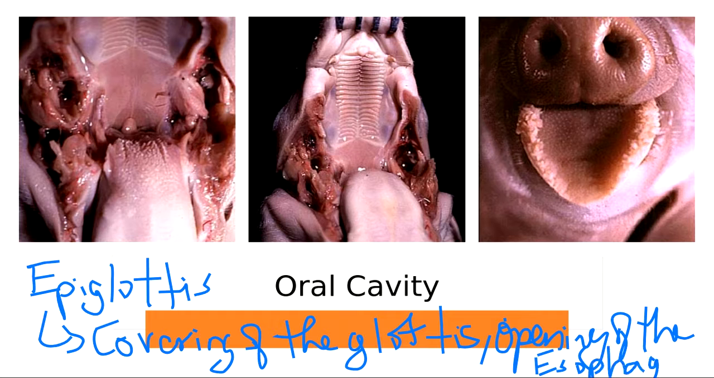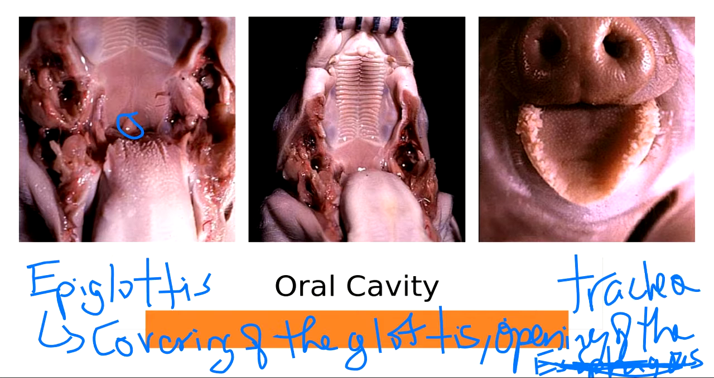I think I wrote this all down for you guys at the end of this presentation. Okay, so remember the epiglottis, which is this little structure, covers the glottis. So whenever you swallow food or water or saliva, the epiglottis will automatically cover, sorry, not the opening of the esophagus. I apologize, I don't know why I'm making these mistakes. Opening of the trachea. All right, I apologize for that, guys.